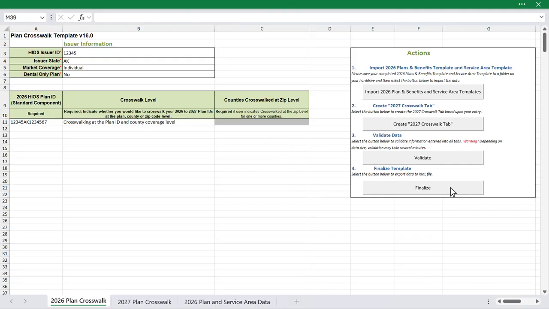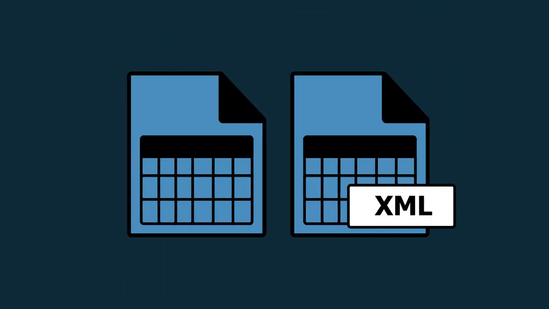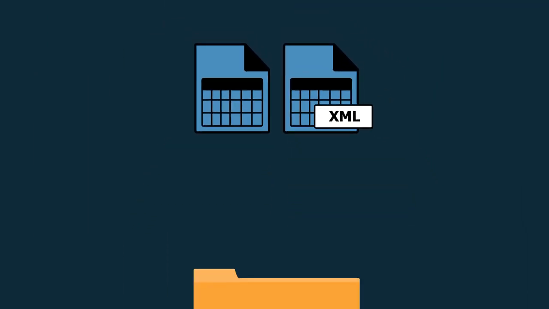Once the template is valid, click the Finalize button to create an XML that will be automatically saved in the same folder as the template. The XML extract is the file you will submit as part of your QHP application. You should not change the name of the XML extract before submitting it to CMS.